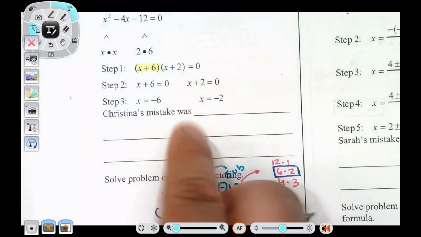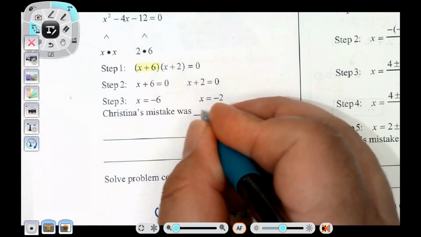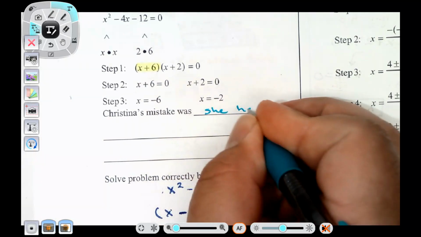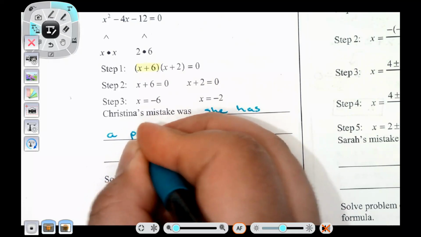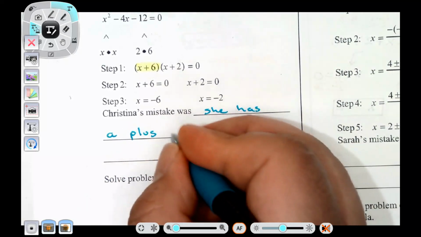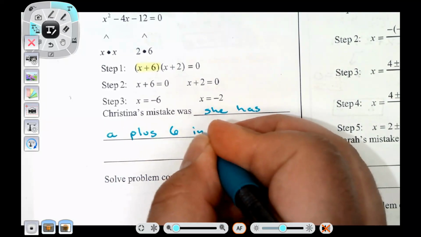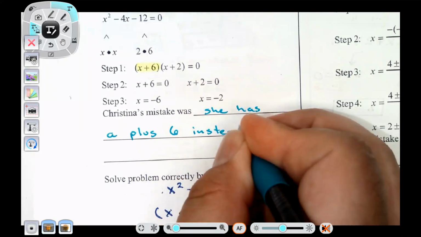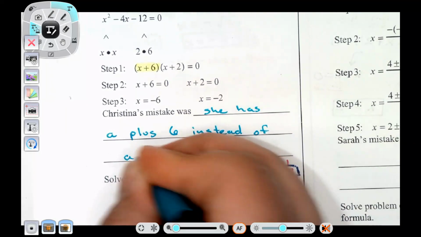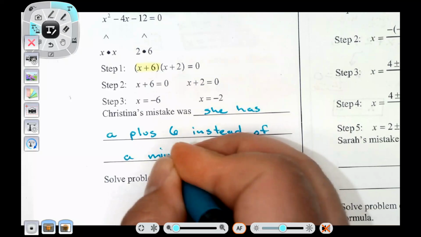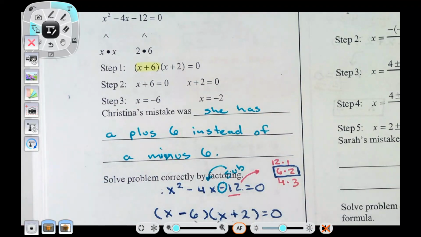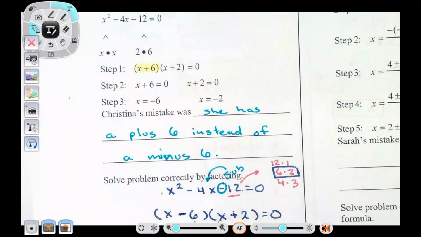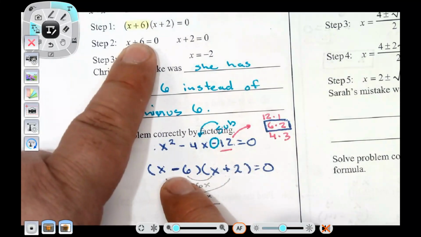So Christina's mistake was she has a plus 6 instead of a minus 6. So there's different ways of saying it. But that was the error. Should have been a minus sign, not a plus sign.